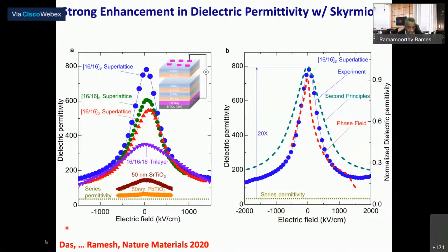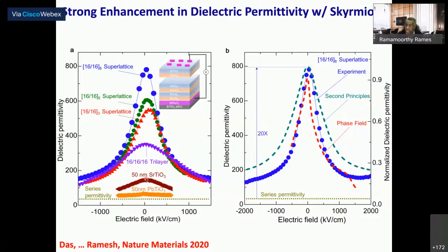Sujit published a few months ago. You can now take this superlattice. This is an N-layer superlattice with the skyrmions built in. And if you measure the macroscopic dielectric permittivity, it is huge. It's about 800. If you look at lead titanate, it should be about 70. Strontium titanate, 50 nanometers, should have been about 150.